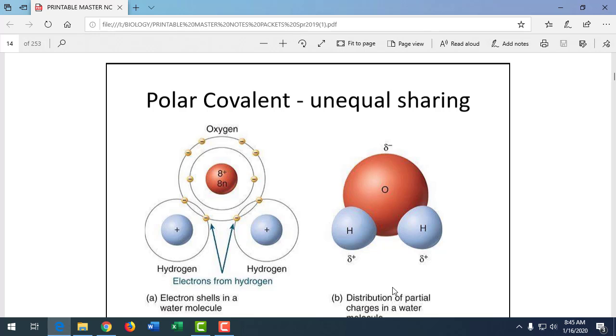So we call it polar covalent. Polar means there's 2 different ends, right? Like the North and South Pole. They're separate from each other, so they're a little less balanced. This one's a little more negative, the oxygen. The hydrogens are a little more positive. So therefore, what happens then if another water molecule comes near this?